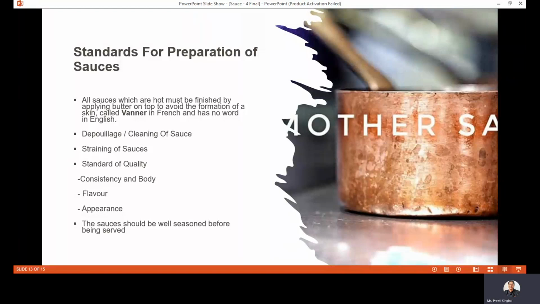The next point is appearance, which should be smooth with a good shine. Good color of its type. For example, rich, deep brown for brown sauce, pale ivory for your velouté, whereas white, not gray, for your cream sauce. So these are some of the standards of quality that need to be taken care of while preparing the sauce. The next point is the sauce should be well seasoned before being served. So these are some standards which need to be taken care of during sauce preparation.